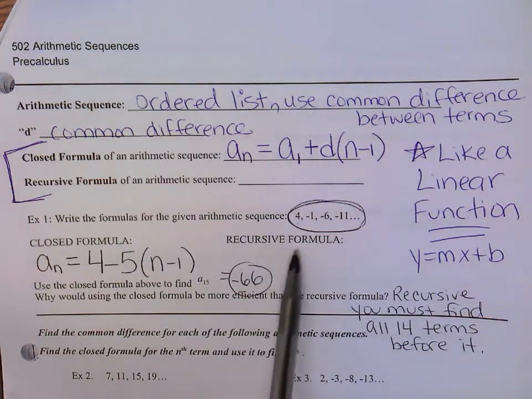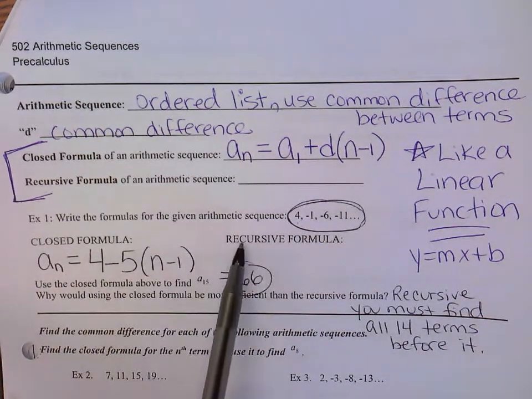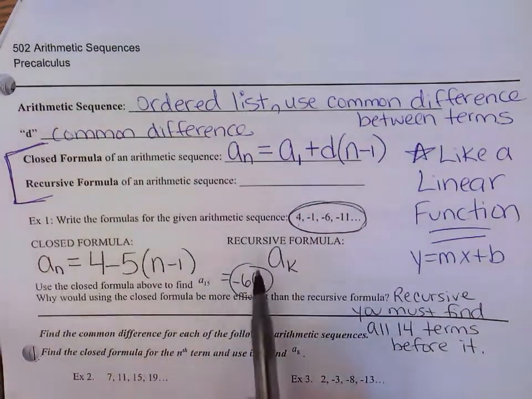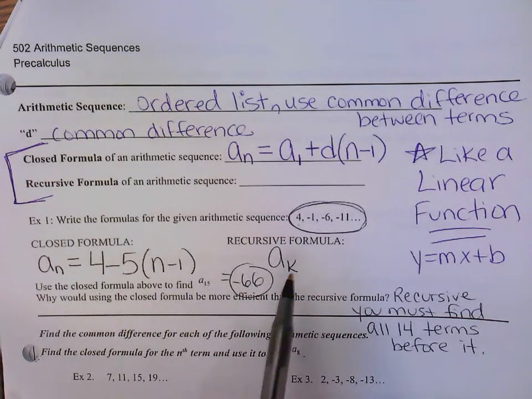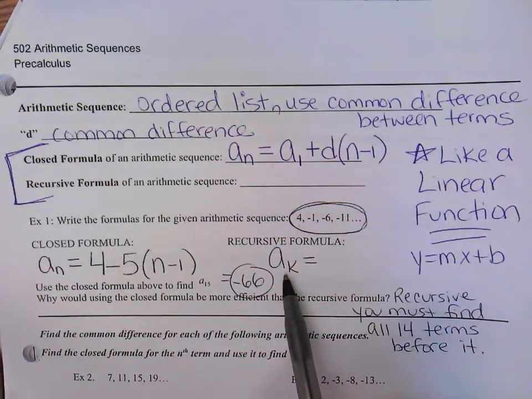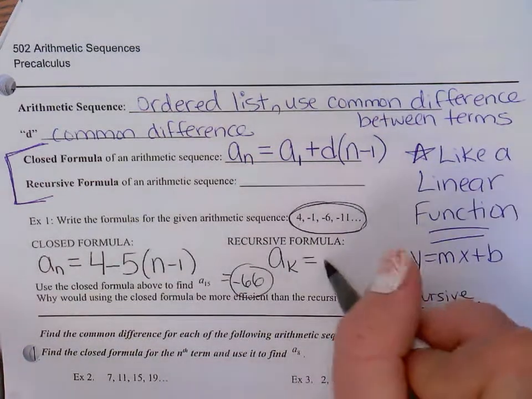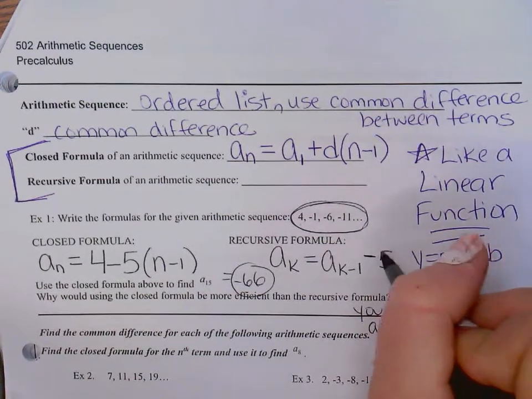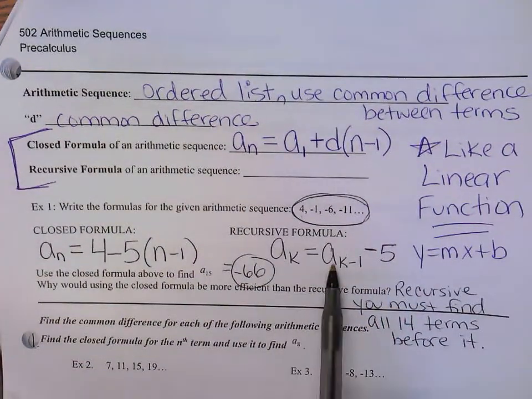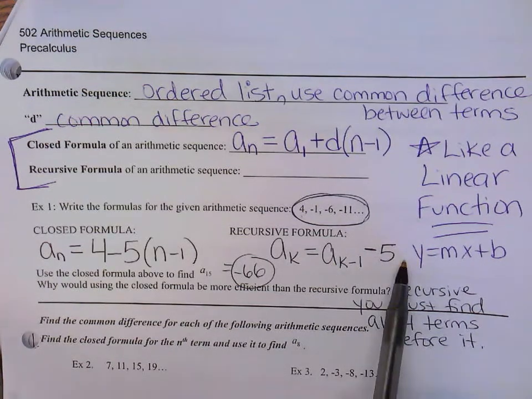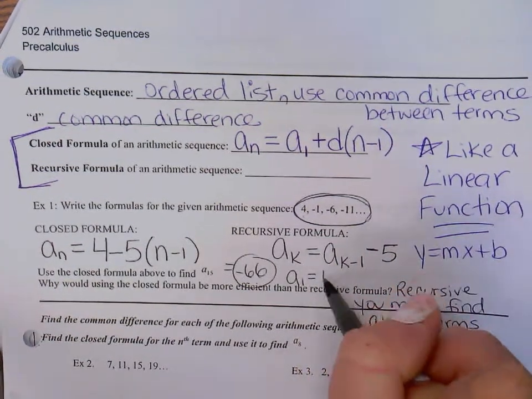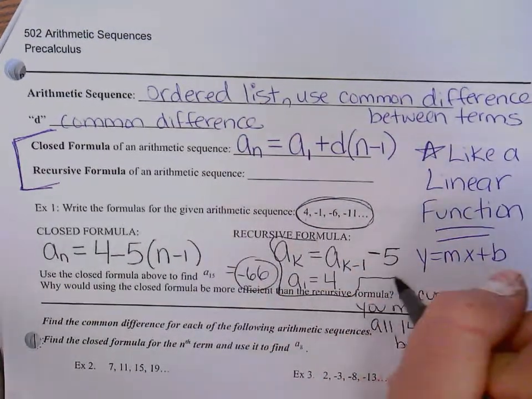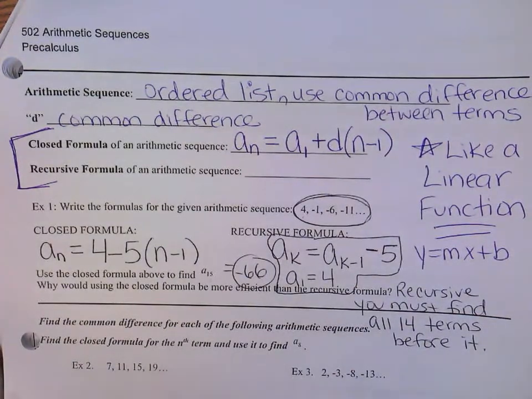So the recursive formula is very similar in format. Recursive, I just like to use a sub k to remind myself that it's recursive and not closed, but you could also write a sub n. What do I do? I take the term that comes before it, a sub k minus 1, and subtract 5. So how do you get the term you want? You take the term that comes before it and subtract 5, and you have to tell the person that a sub 1 is equal to 4. So I kind of squeezed it in here, but that is my recursive formula.